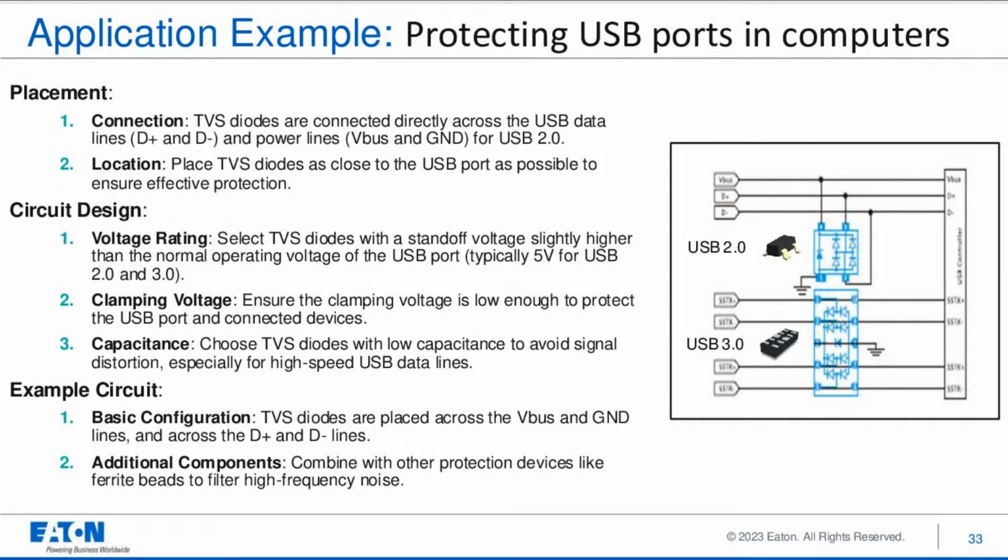This application uses two TVS diodes, a two-channel TVS diode connected directly across the USB data lines, D+ and D-, and power lines, VBus and ground, and a four-channel TVS diode with SSTX and SSRX connected to each channel through to the controller. For USB 3, TVS diodes should have a capacitance of 1 picofarad or less to maintain signal integrity at high data rates, and clamping voltage should be as low as possible.